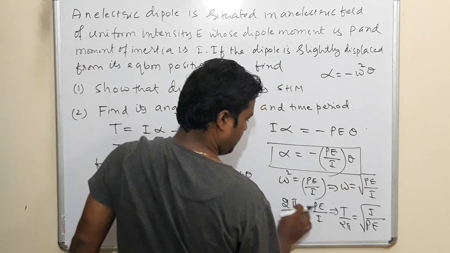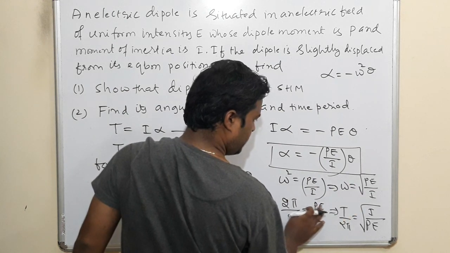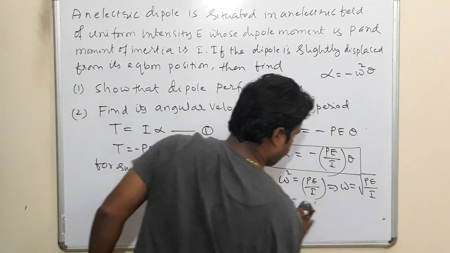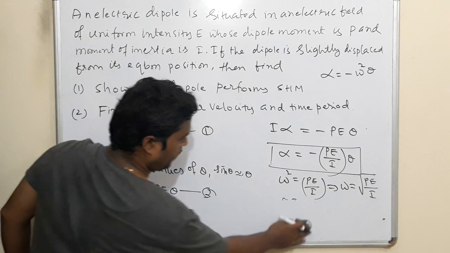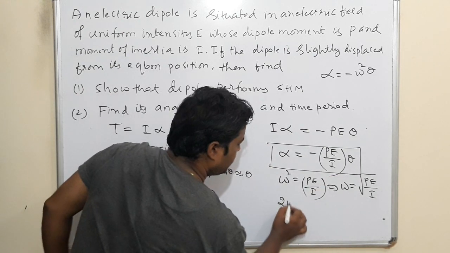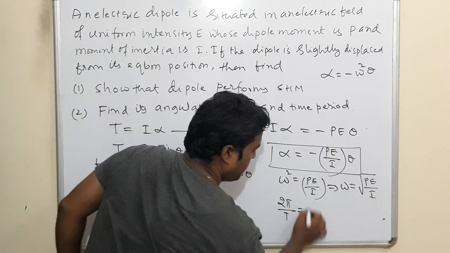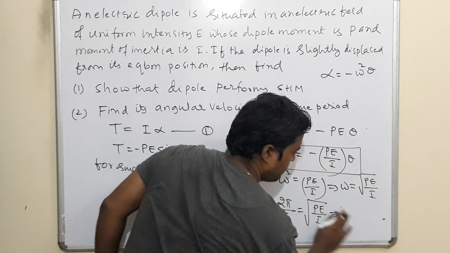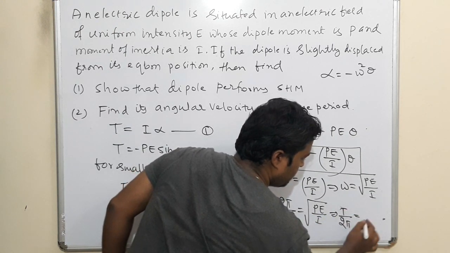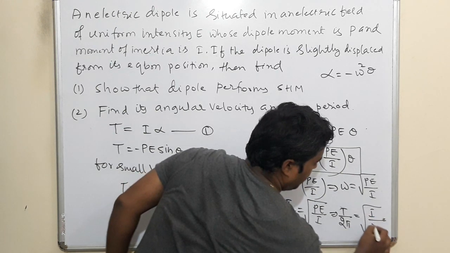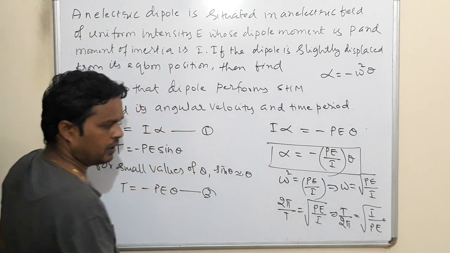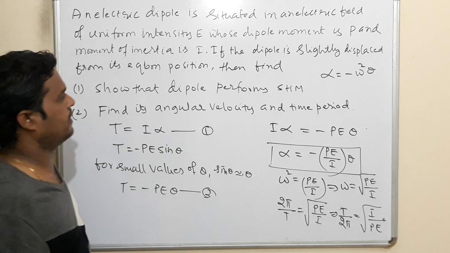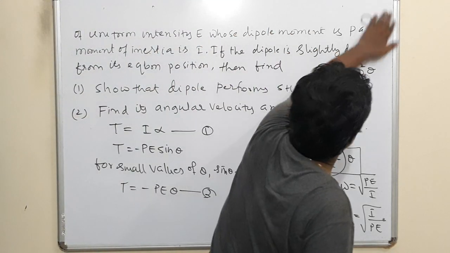If I take reciprocal, this is a very simple way I can calculate this. See, don't take T square, all those things. What is omega? 2 pi by T is equal to root of P E by I. Take reciprocal, T by 2 pi is equal to root of I by P E. Then T is equal to 2 pi root of I by P E. Okay, this is the time period. Now let us see.